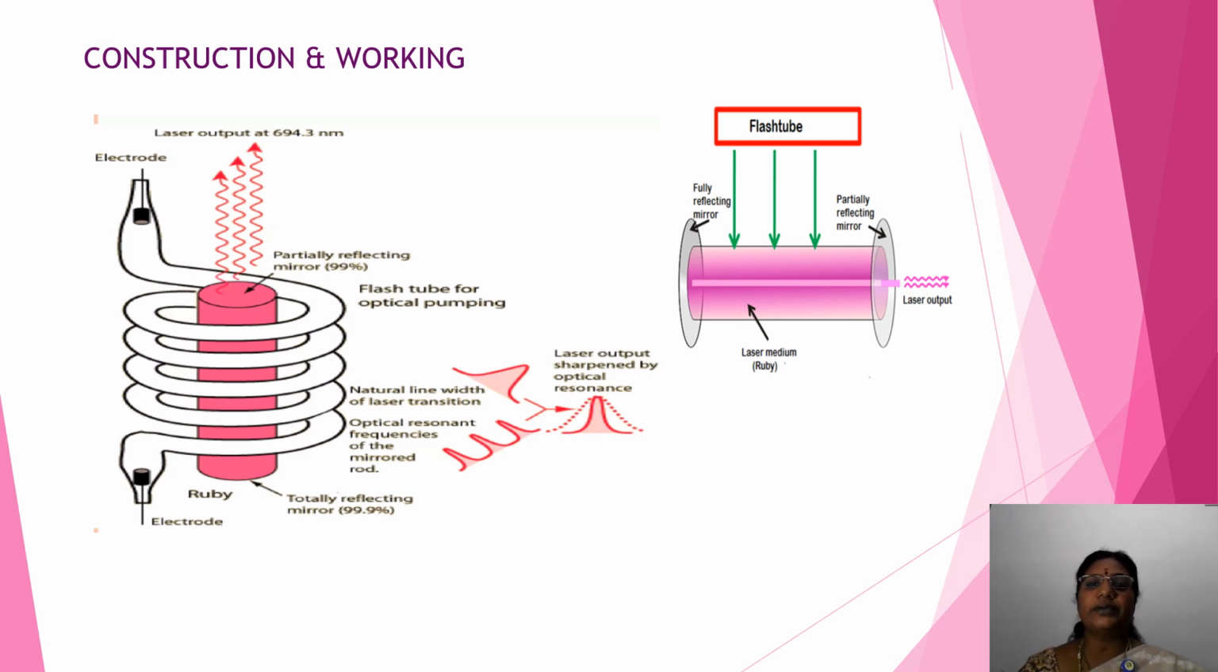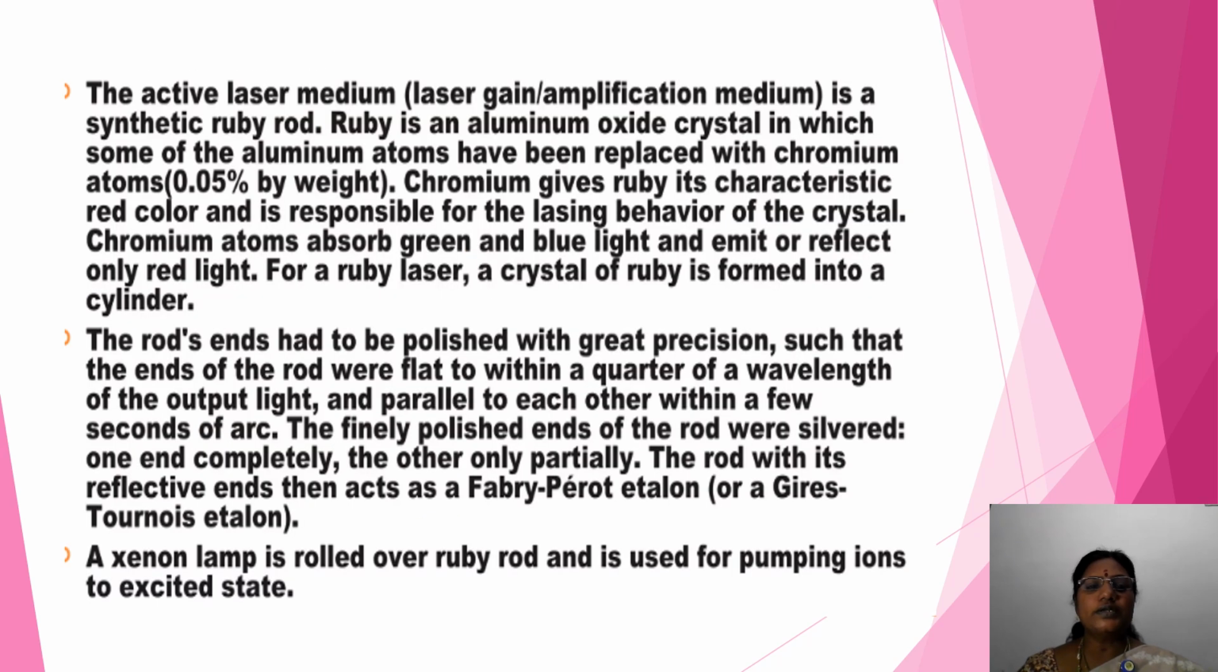The fully silvered mirror will completely reflect the light, whereas the partially silvered mirror will reflect most part of the light but allows a small portion of the light through it to produce output laser light. You can see all the things in the figure. The rod's end has to be polished with great precision such that the ends of the rod are flat to within a quarter of a wavelength of the output light and parallel to each other within a few seconds of arc. The rod with its reflective ends then acts as a Fabry-Perot etalon.